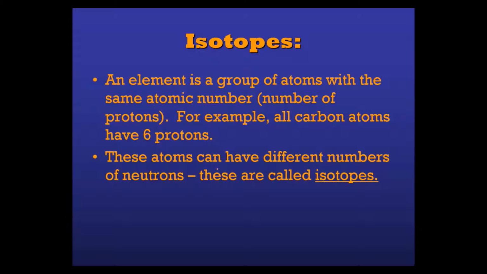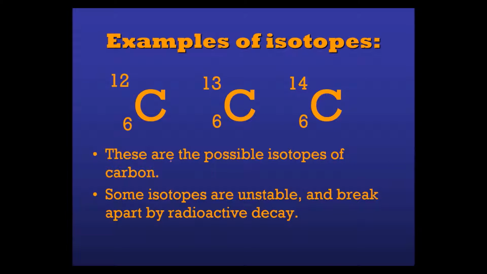Now, one thing we'll learn about a little bit separately from this is that we can have different numbers of neutrons in atoms, but they're still the same element. So, for example, all carbon atoms have 6 protons, but we can have a look at different carbon atoms with different numbers of neutrons in them. So this is the example of what we call isotopes of carbon. They're all carbon because they all have an atomic number of 6, but they are different isotopes because they have a different mass number.